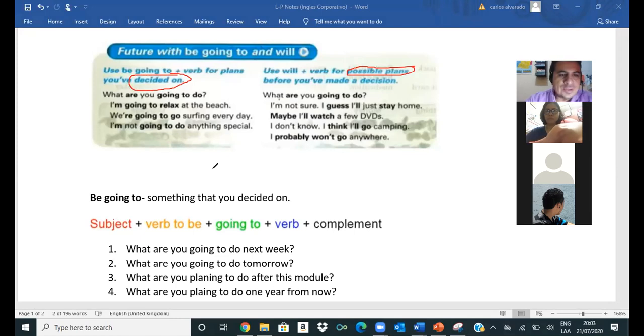So the structure for going to is subject plus verb to be plus going to plus another verb. You need another verb. A lot of people forgot this verb. And the complement. For example, I am, subject plus verb to be, going to, and then you have a regular verb, relax at the beach. I am going to relax at the beach. We're going to go surfing every day. We, subject, are, the verb to be, going to, and then surfing is a verb, okay? Very good.